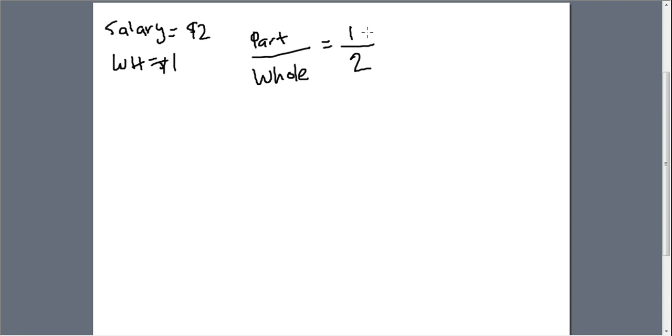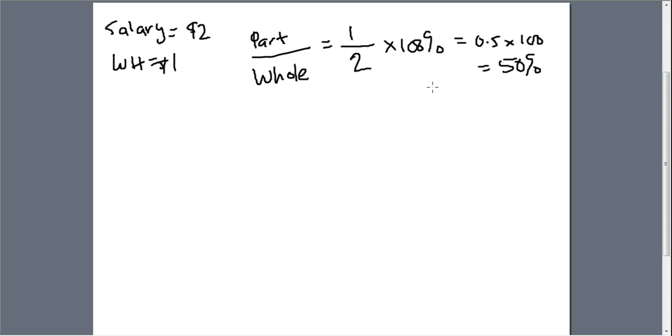So now I have a fraction. How do I turn this into a percent? Well, a percent can come from a fraction by just multiplying the fraction times 100%. So in this case, 1 divided by 2 is 0.5, and multiplied by 100, we just get 50%. So that's a simple example using some smaller numbers.